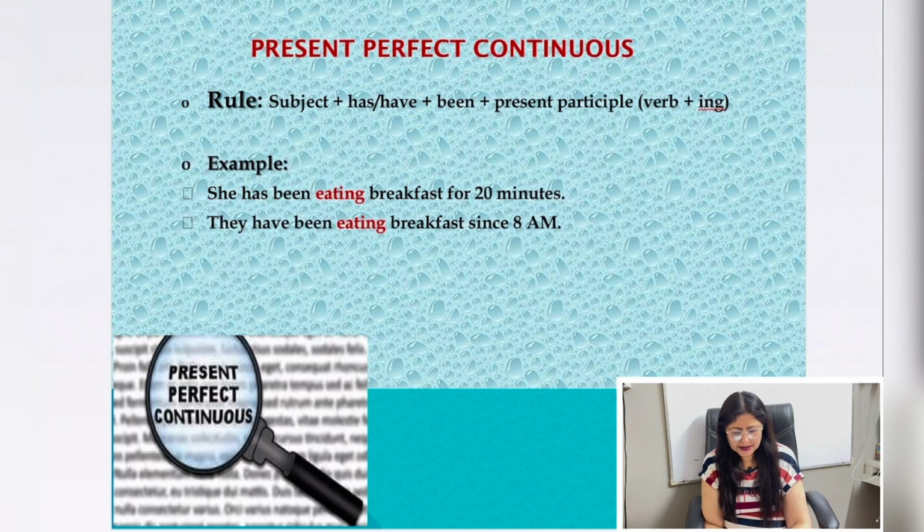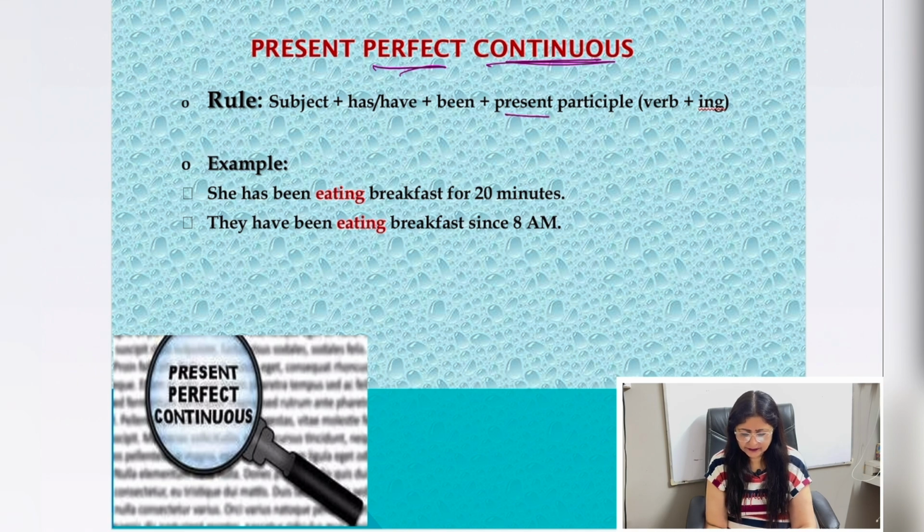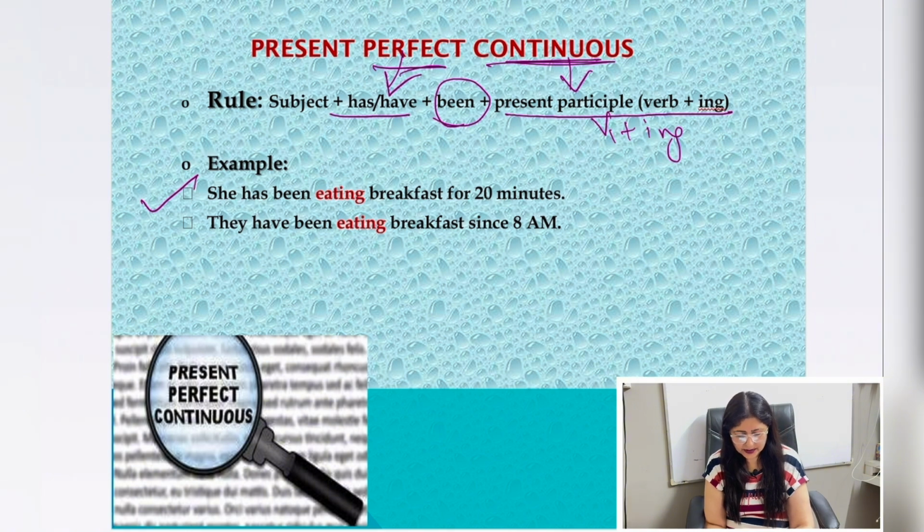Now talking about present perfect continuous, it is a combination of perfect as well as continuous. So obviously somewhere in the rule we will be finding the present participle, V1 plus ing. This feature is from continuous. From perfect we have has or have as the helping verb, and it is characterized by the use of been. Let's see an example. She has been eating breakfast for 20 minutes, or they have been eating breakfast since 8 a.m.